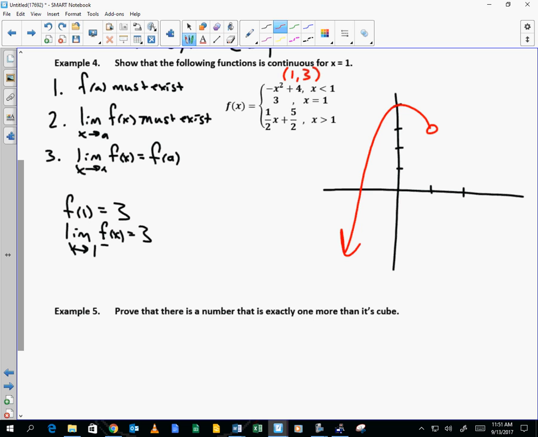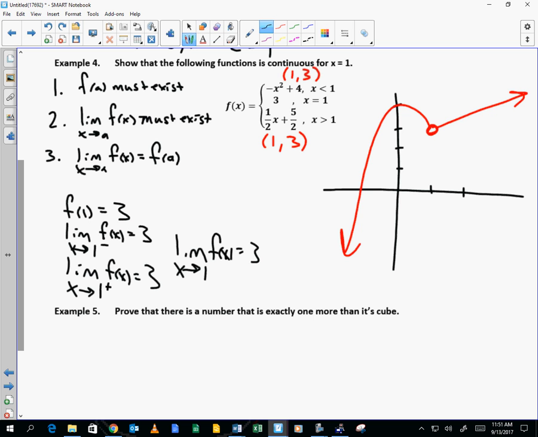Now I'm going to move to the bottom one. 1 half x plus 5 halves for x greater than 1. I plug in 1. What do you get? Plug in 1, what do you get? 3. Open or closed circle? Open. And it has a slope of a half. So head off like that. So what is the limit as x approaches 1 from the right? 3.